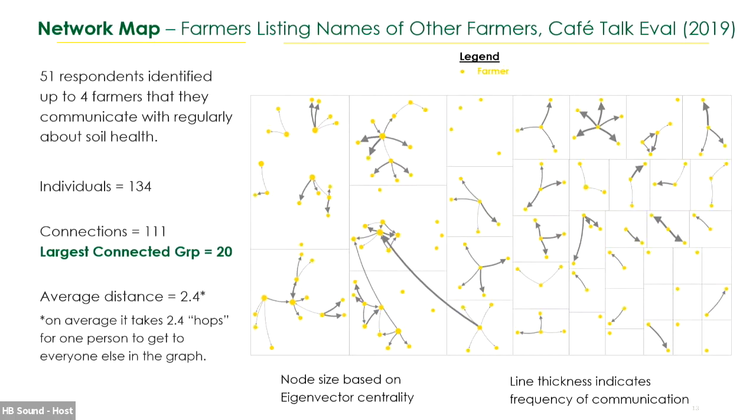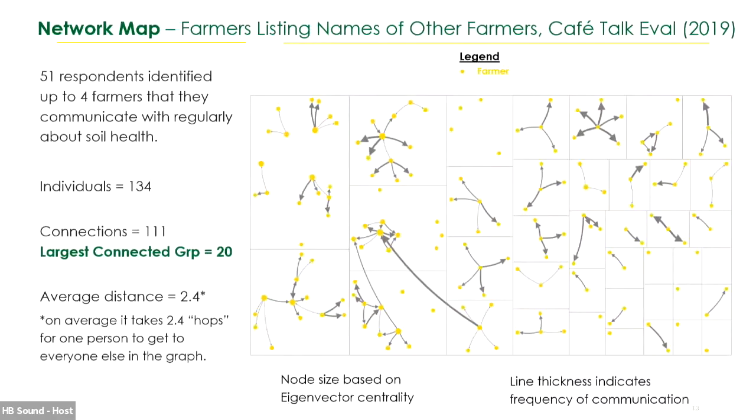So 20 individuals are somehow getting information through each other in this format. And Jean, you can totally correct me if I got that wrong. Yeah, that's the general idea. The idea is that this is something we always look at in network analysis, which we call the connected component. What's the largest connected component?